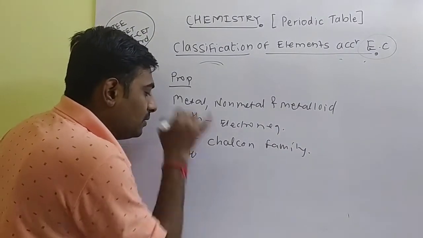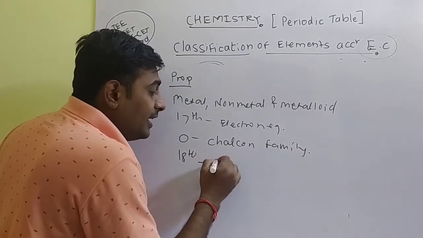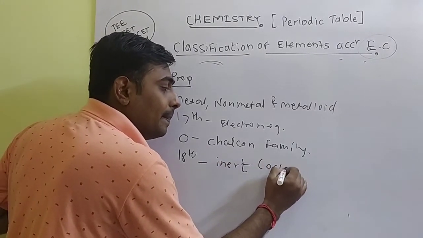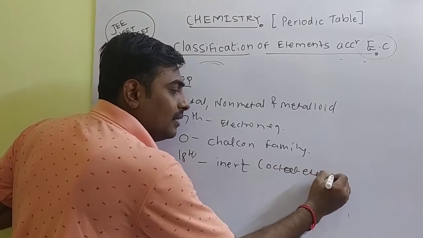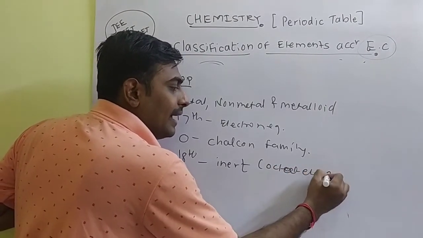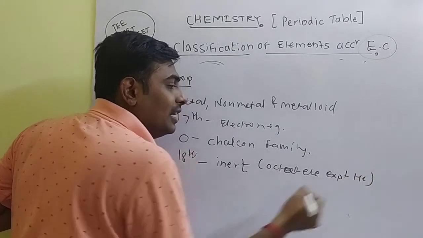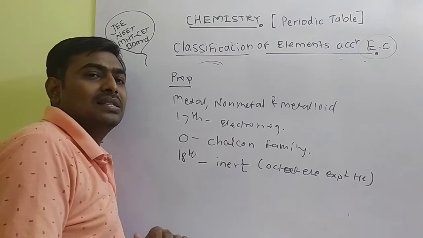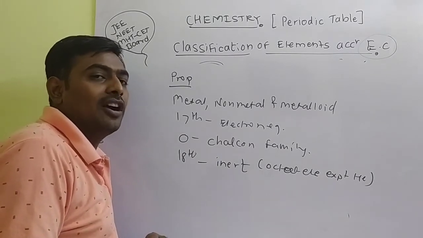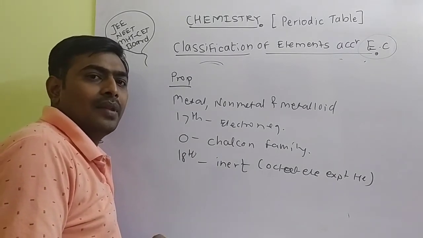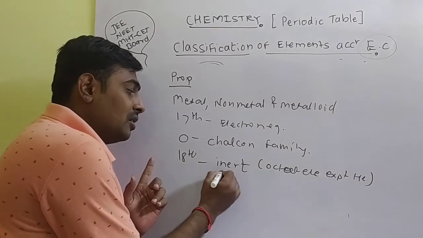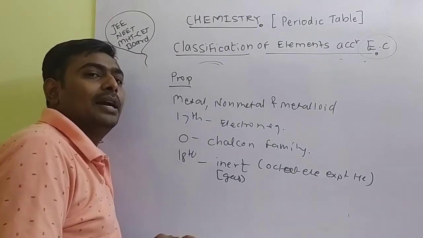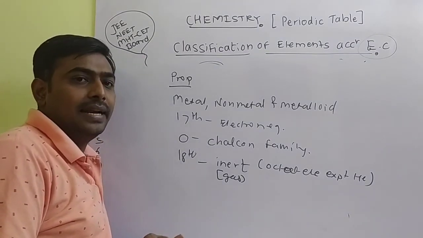Group 18 is an inert group because it contains octet elements, except helium. All the elements in group 18 contain an octet except helium. Helium is capable of forming a duplet in the electronic configuration, while all other elements form the octet. One important point: all elements of group 18 in the periodic table are gaseous in state.